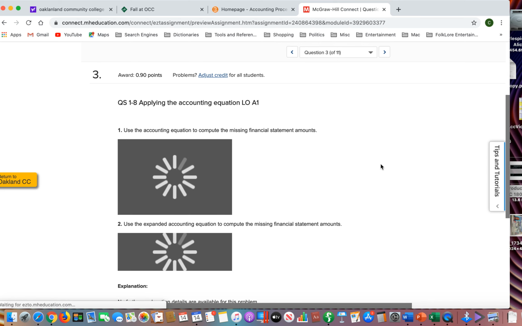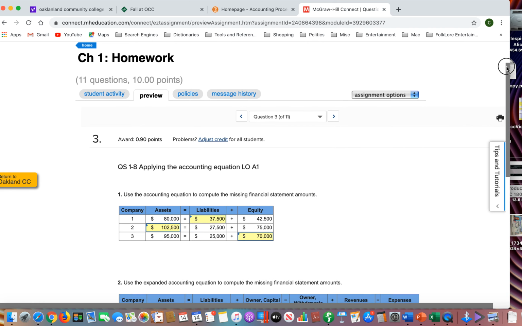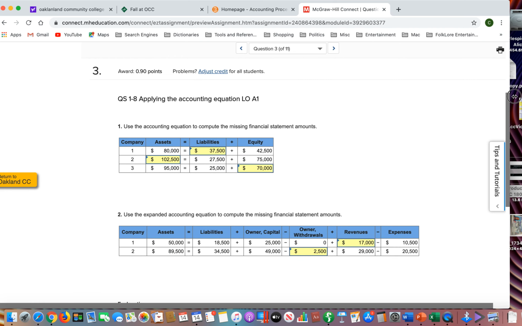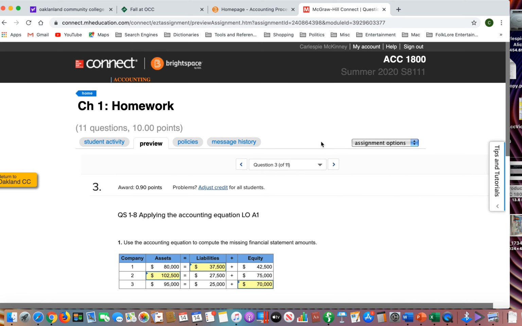Let's take another look here. Let's see, what is this? Okay, another example, filling in the blanks. Which again is straightforward math.